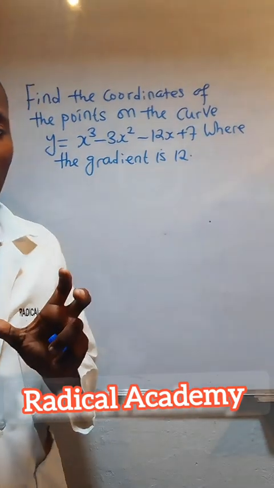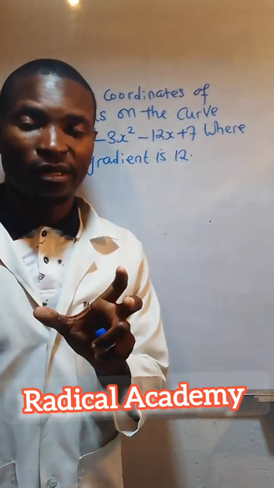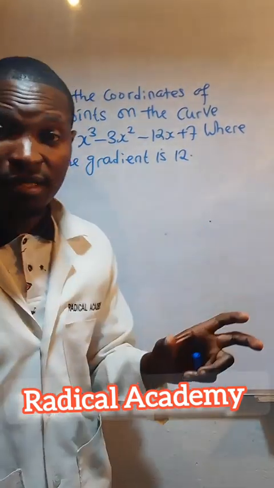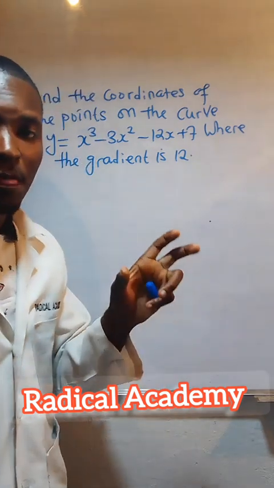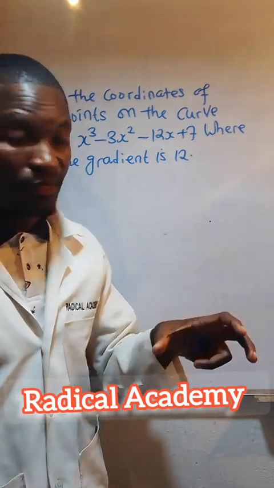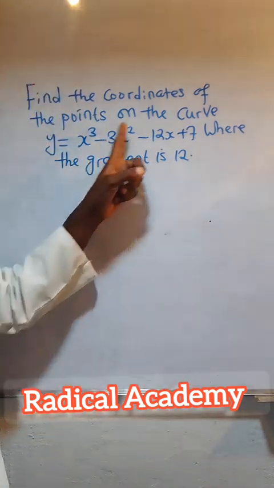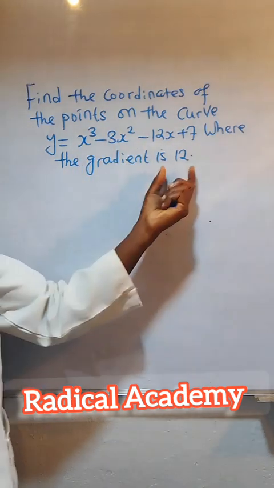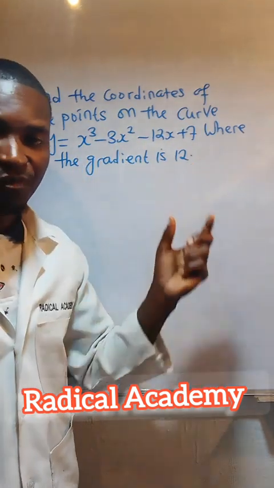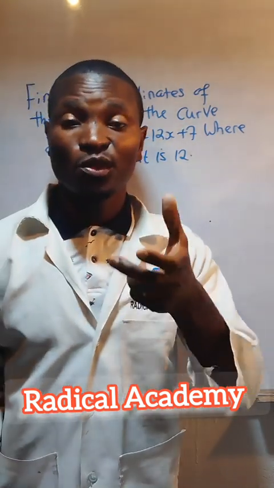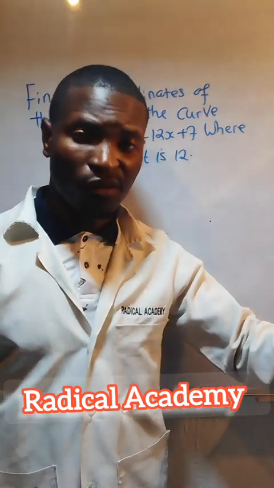Okay, so now we have another question. This question is asking us to find the coordinates, or rather the points, on the curve where the gradient function equals 12. So the first thing you're supposed to do is differentiate.